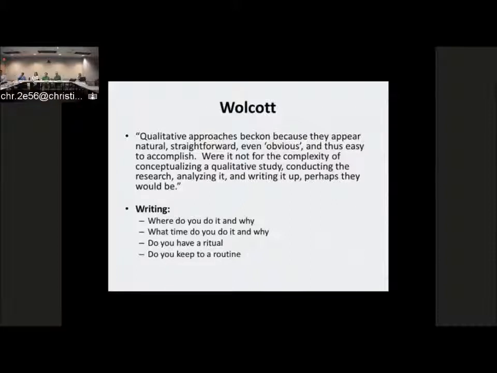So when you're writing, it's kind of like when you're writing in general. Where do you do it and why? What time do you do it and why? When you write things up, not just qualitative data, just anything, where do you write? Think about that. Why? When do you write? Do you have a ritual? Do you keep a routine?